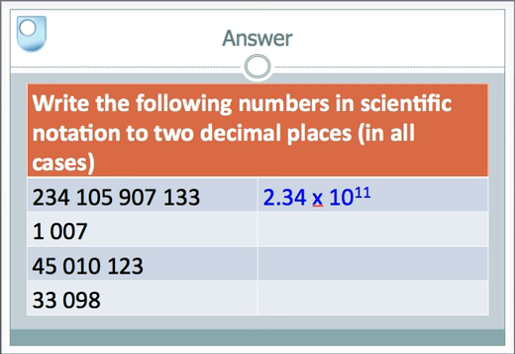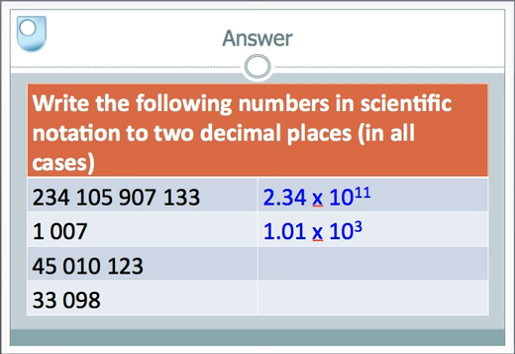The next number is a little bit simpler, 1007. So we're going to represent it in scientific notation, so we're going to move the decimal point from the right hand side 3 places, so it sits just after the 1, and we only want to represent it to 2 decimal places. So if you remember the tutorial on decimal places, we look at the second decimal place where we want to be, we look at the third to decide whether we need to round up or not. It's a 7, it's greater than 5, so we'll be rounding up. So my final answer is 1.01 times 10 to the power of 3.